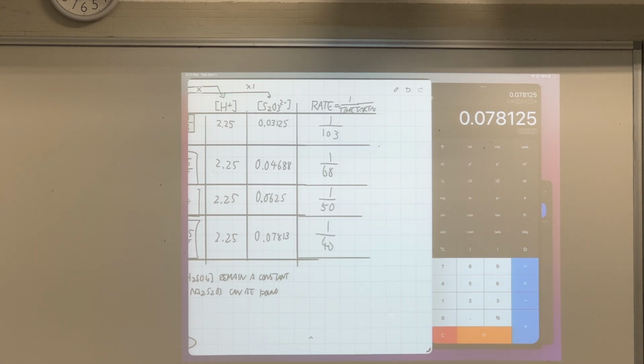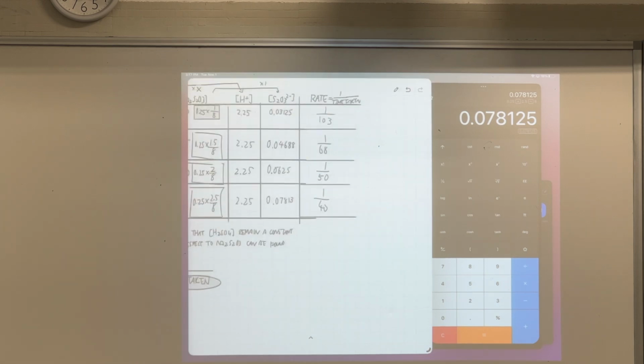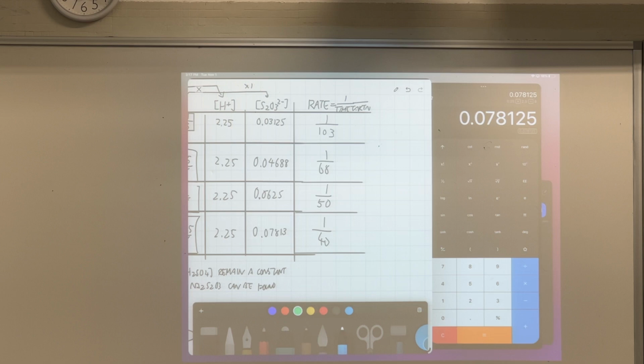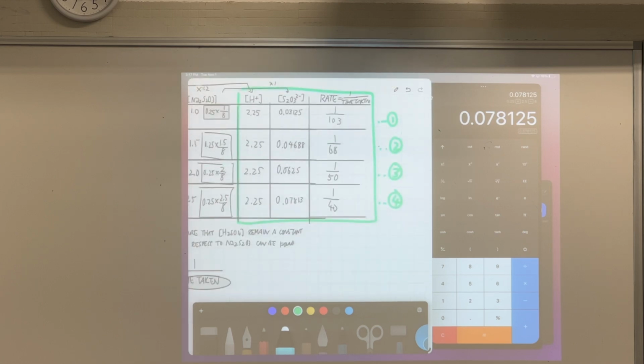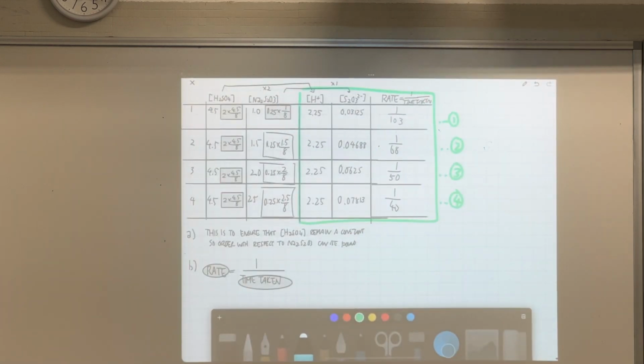Now it's up to you. You can pick any two trials. Which two trials do you like? Doesn't matter. The first two. Okay, simple, the path of least resistance. So let's call this experiment 1, experiment 2, experiment 3, experiment 4. Can you plug these numbers into our rate equation now?